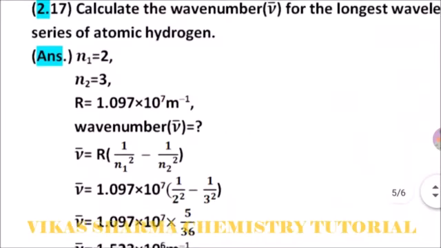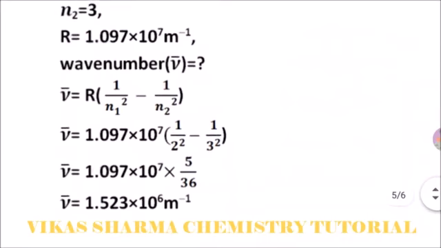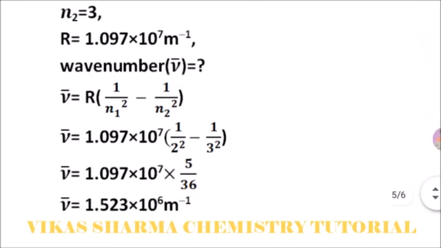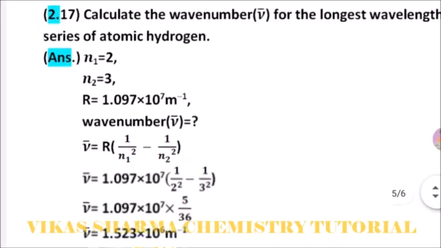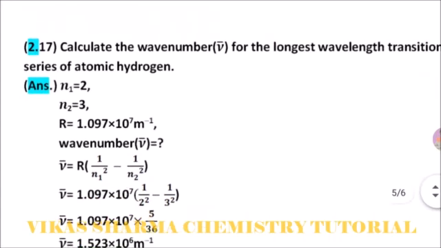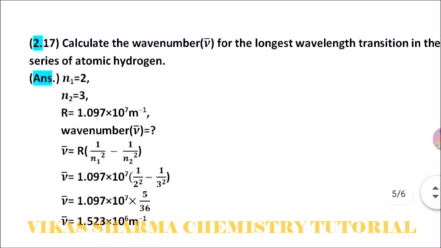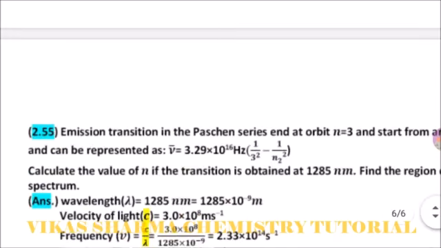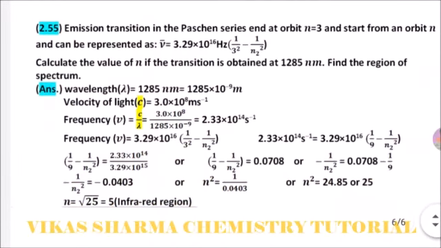So in this question we put the value of Rydberg constant, 1.097 into 10 to the power 7. The n1 value is 2 and the n2 value is 3, so 1 upon 2 square minus 1 upon 3 square, and we solve the calculation. The answer is 1.523 into 10 to the power 6 per meter. Students, it's an easy question based on the Rydberg equation, so you can easily solve it. Next is question 2.55.